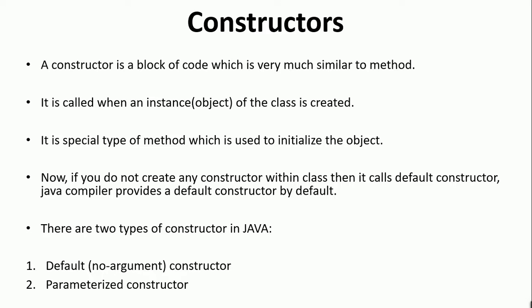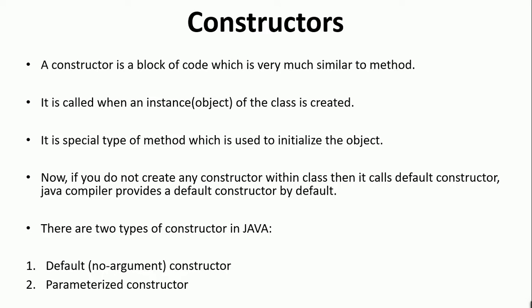And then the third point is that it is a special type of method which is used to initialize the object. In my previous video of class and object we saw the employee example. In that example we have two attributes, employee id and employee name, and we initialized those attributes in the main method. But using constructors we can initialize those attributes. So a constructor is basically used to initialize the object.